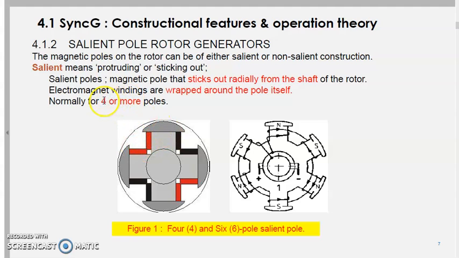You have to use 4 or more poles. You cannot use only 2 poles, so the minimum is 4 poles. The maximum number of poles is limited by the construction of the machine itself. Okay, we go to the next slide.